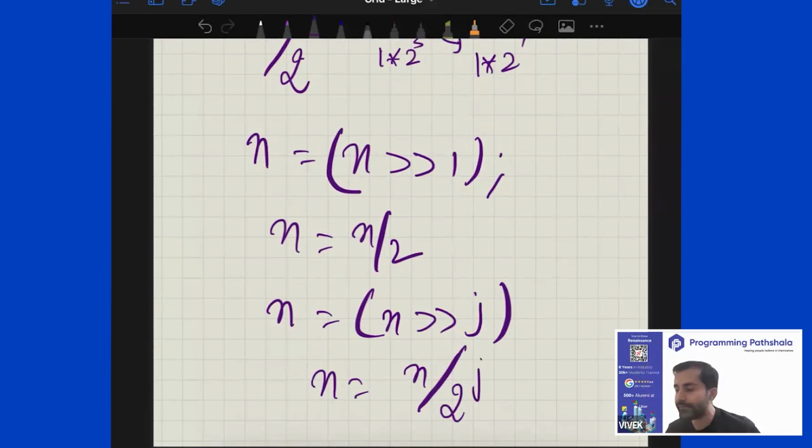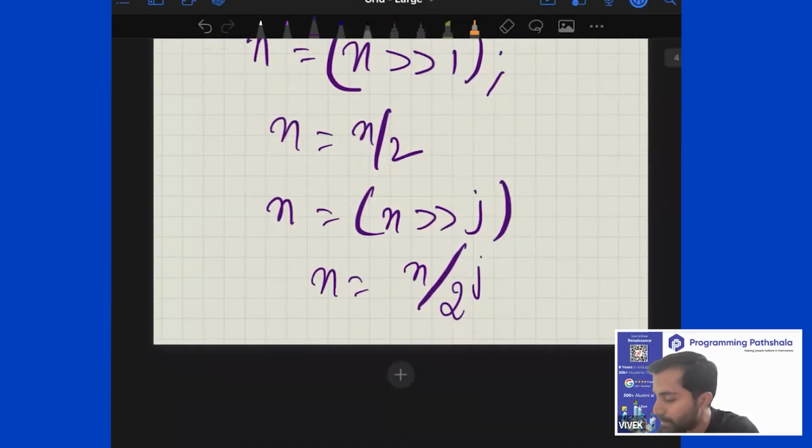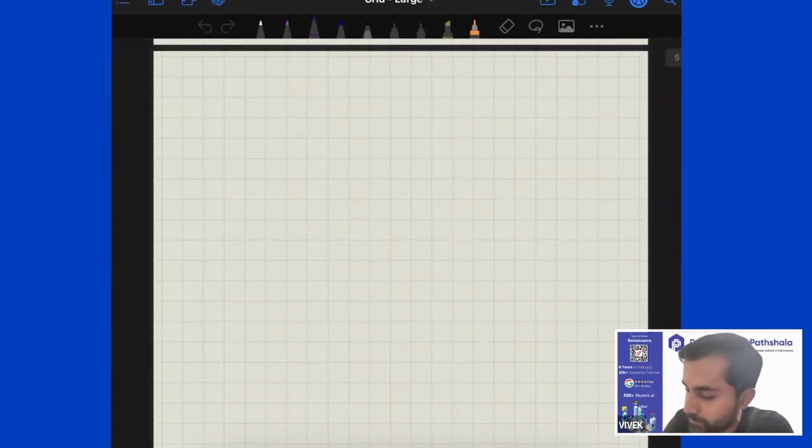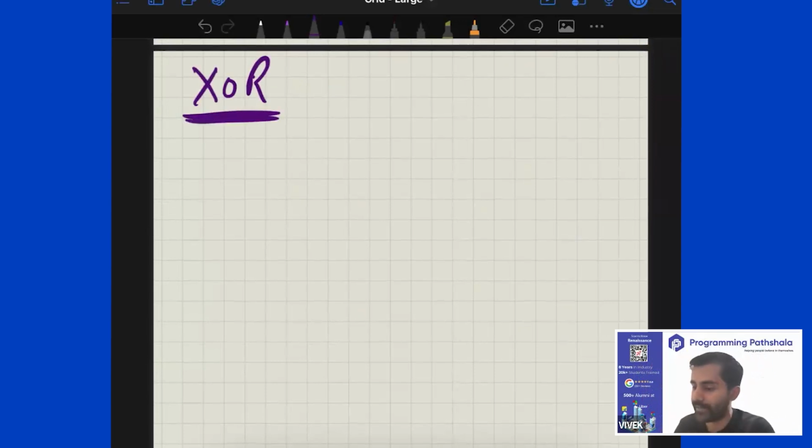So this was all about left shift and right shift, and they are going to come very, very handy to us in some time. So just remember them at the back of your mind. And now let's quickly move on to another one, which is XOR. This is a very famous one. All of you must have heard of it, right?